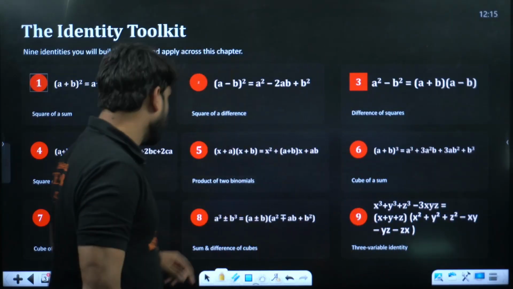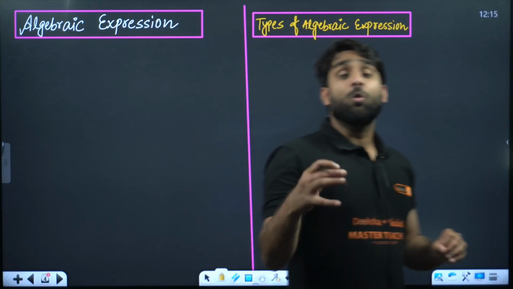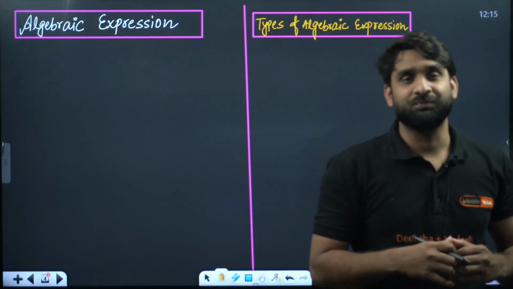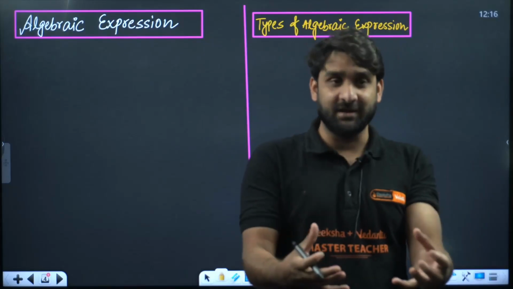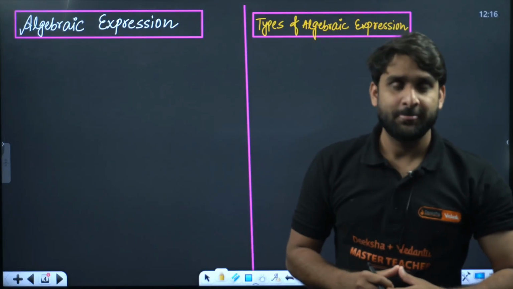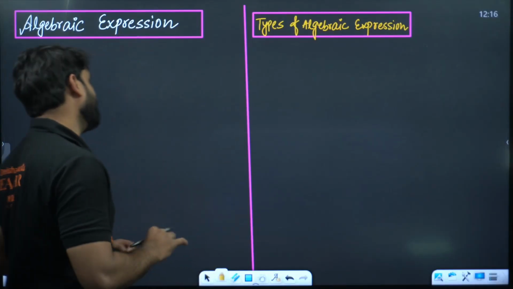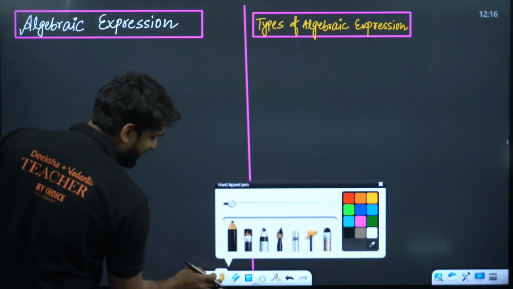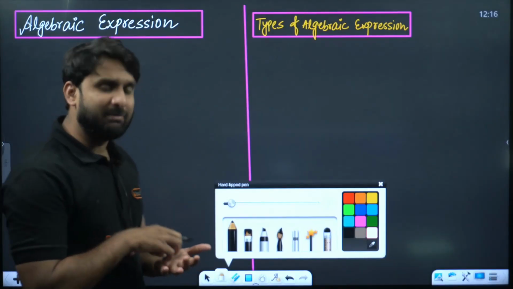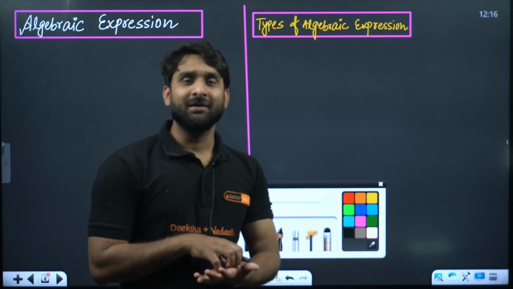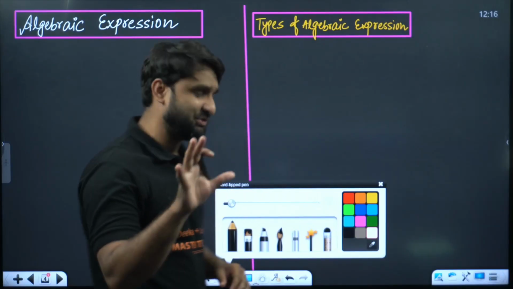So let's start the chapter, algebraic identities. First question here is, what is called an algebraic expression? Let's keep the identities aside and first understand the algebraic expression. What do you understand by algebraic expression? So let me tell you, my dear champions. Basically, an algebraic expression is a phrase that is a combination of variables, constants, and some operations. Operation means the plus sign and minus sign are basically called operations. So let me show you.